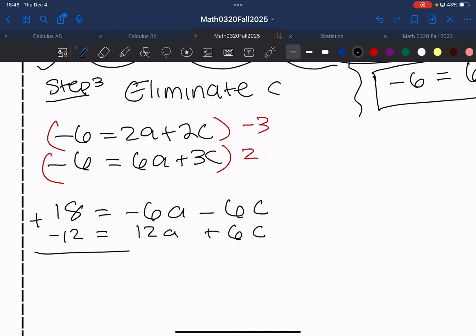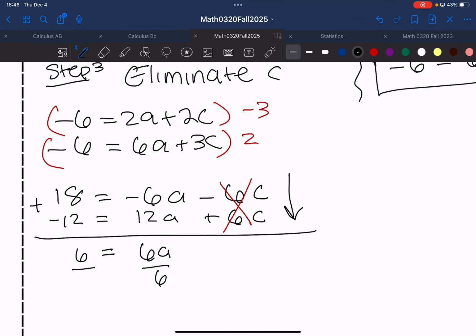Which means now if I were to add them down, will my c's cancel? Yes. So I have 18 minus 12, which is 6, is equal to negative 6a plus 12a, which is 6a. And notice I now have it in terms of one variable. So can I solve for that variable? Yes. Divide by 6, and I get a is equal to 1. That is my first answer. I found a.